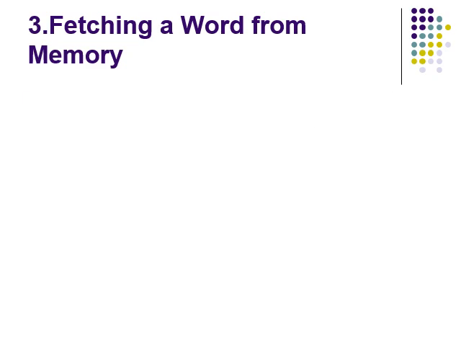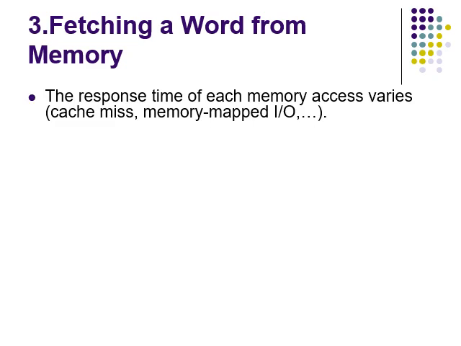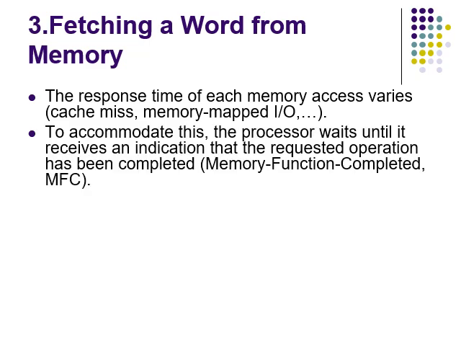To accommodate the variability in response time, the processor waits until it receives an indication that the requested read operation has been completed. We will assume that a control signal called memory function completed, MFC, is used for this purpose. The addressed device sets this signal to 1 to indicate that the contents of the specified location have been read and are available on the data line of the memory bus.